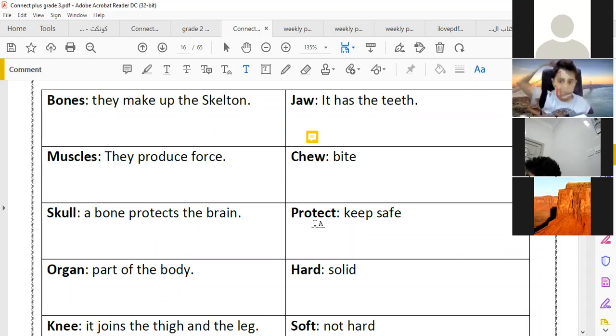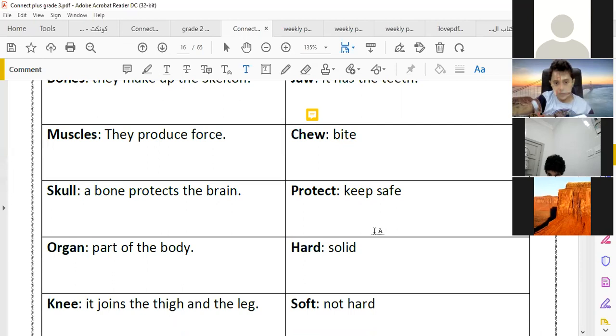Protect. Keep safe. Protect. Keep safe. Protect. Keep safe. Organ.